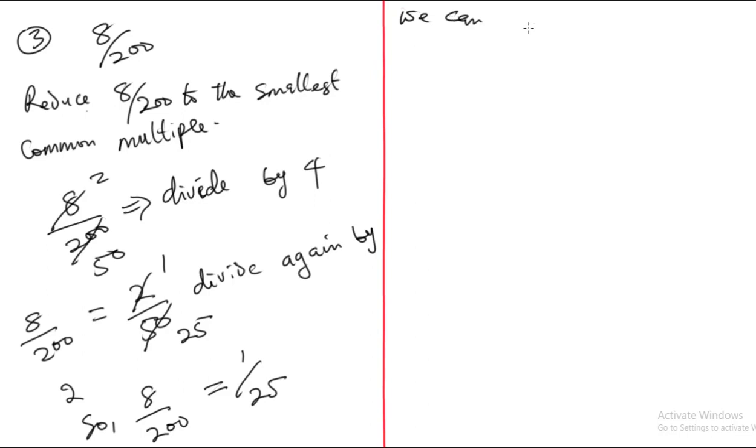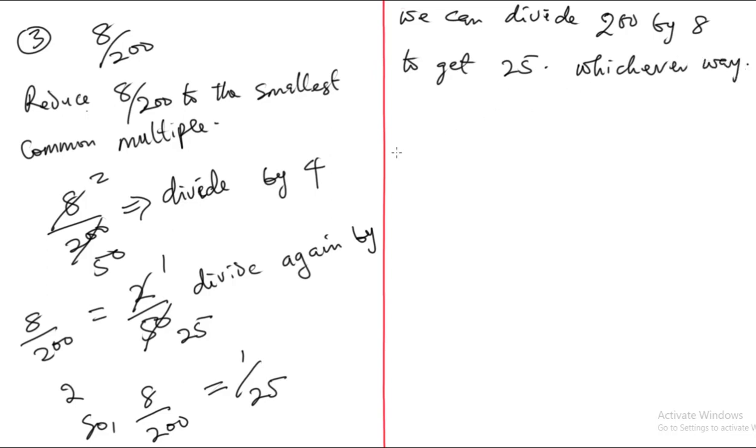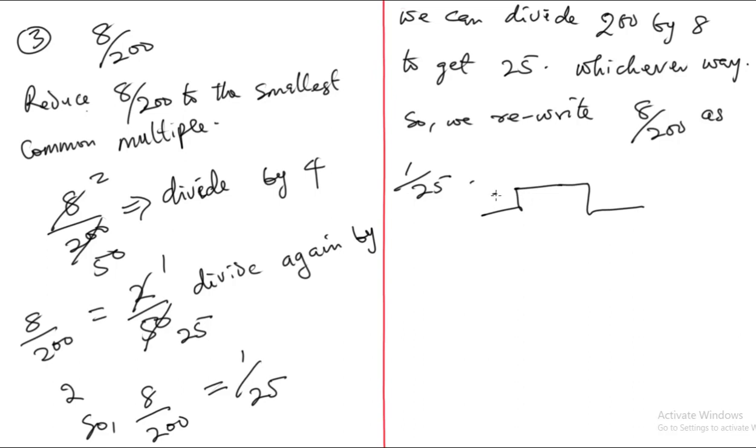Then we proceed to draw our division table. Let me mention that you can go ahead and divide 200 by 8 to get 25. So whichever way works out for you. If you are using a calculator, you can; if you are not using a calculator, you can break it down gradually until you get the lowest common multiples. So we rewrite 8 over 200 as 1 over 25 and then draw our division table.